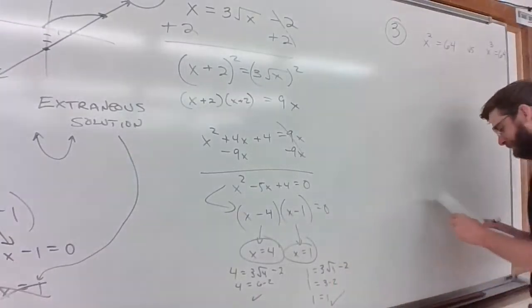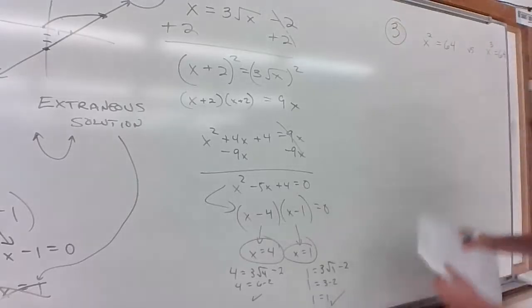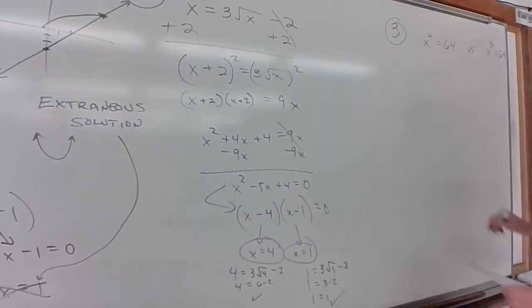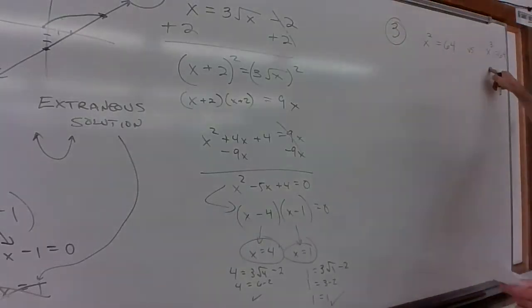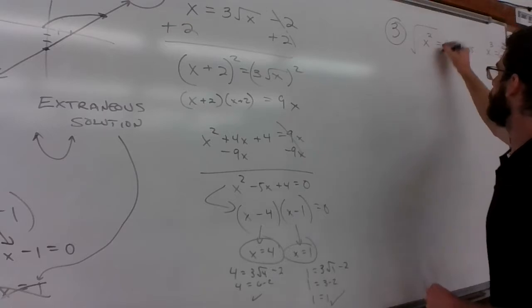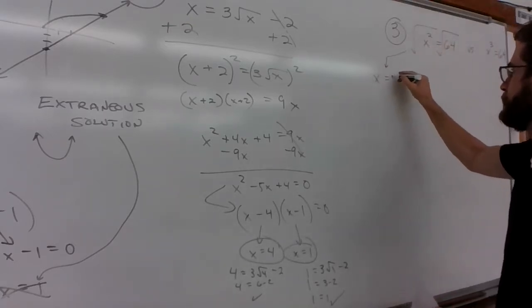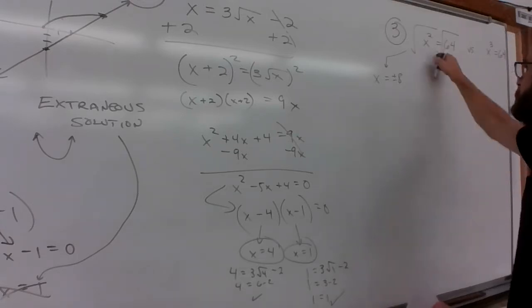All right. I got a lot to say about the number 64. All right. X squared equals 64. I wanted to compare that first to x cubed equals 64. And it's a pretty basic move. You square root both sides, x equals plus or minus 8 in this situation.